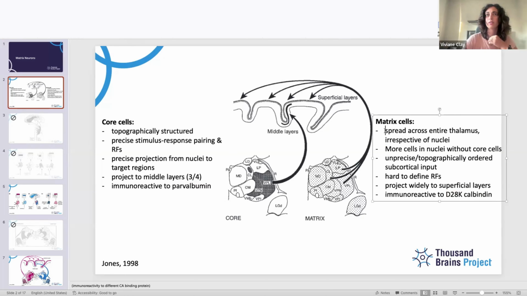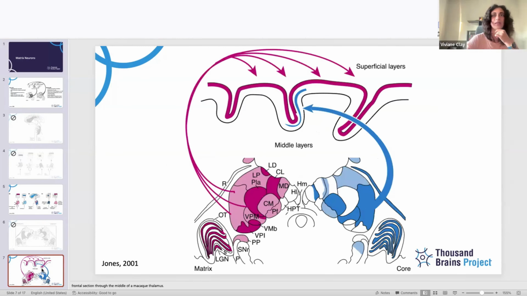And then the matrix cells were found spread across the entire thalamus, irrespective of the nuclei. There were a bit more matrix cells in nuclei that had no core cells, or no direct sensory input. By the way, I'm not sure what nuclei would have no core cells. That's weird. Yeah, I think it's a bit of a relative thing.